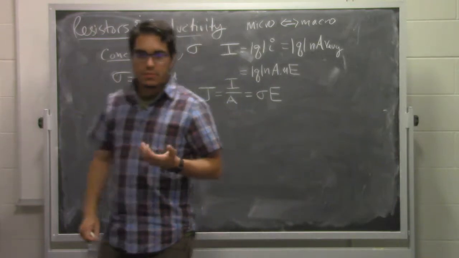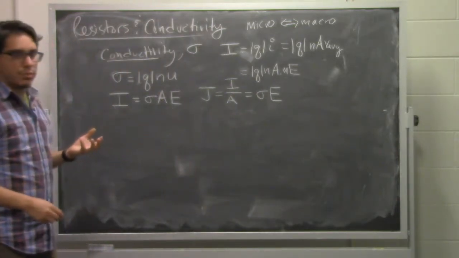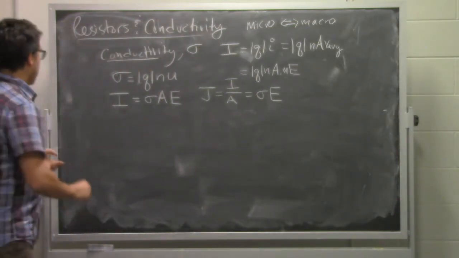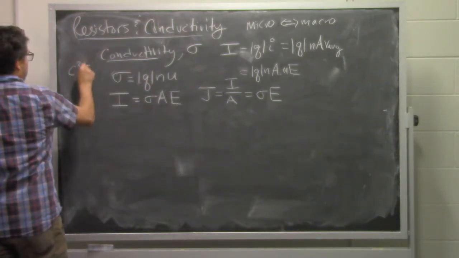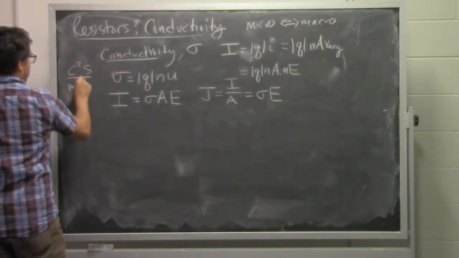Now, the quantity itself of conductivity is one that has some pretty curious units. It is coulomb squared second per meter cubed kilogram.